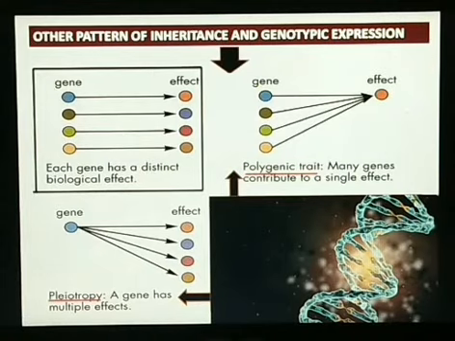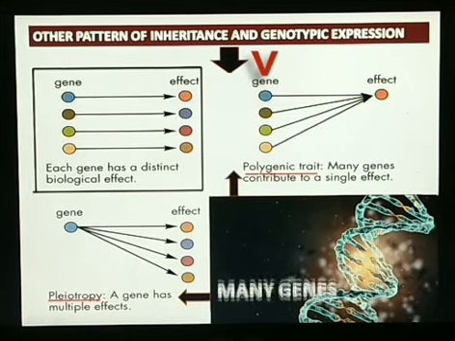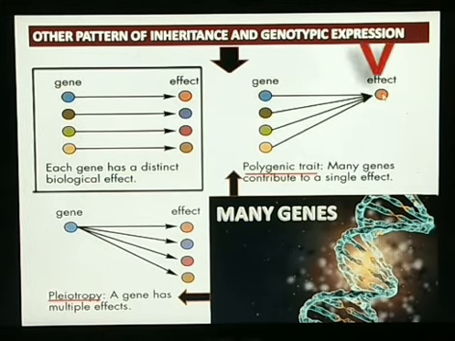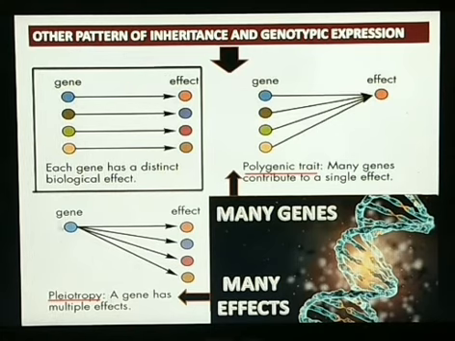Up till now, we were discussing that a particular gene will express a particular trait. That means a pair of genes will show a particular phenotype or effect. But polygenic trait and pleiotropy show some other pattern of inheritance. In polygenic traits, many genes contribute to a single effect, right? Whereas in pleiotropy, a single gene has multiple effects.